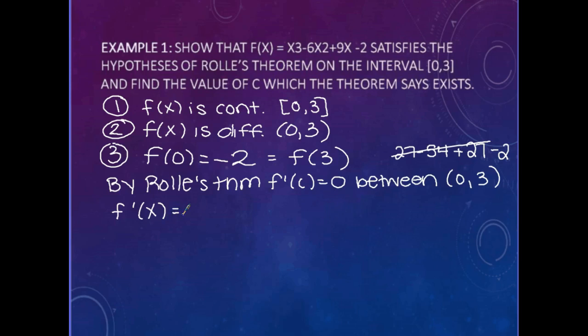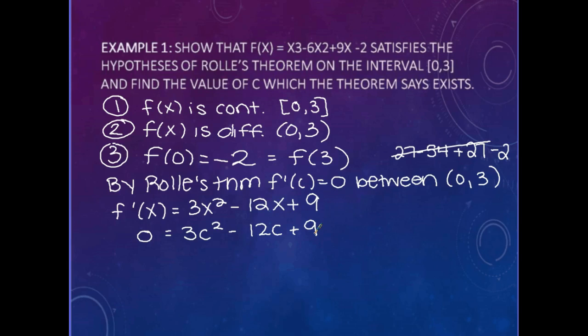So, what is f prime of x? What is the derivative? 3x squared minus 12x plus 9. Okay, so what do we have to do to this derivative to find that c value? Set it equal to 0. And then change all the x's to c's, because we want f prime of c to equal 0, and we want to know what c is. So let's find the value of c which makes the theorem true.